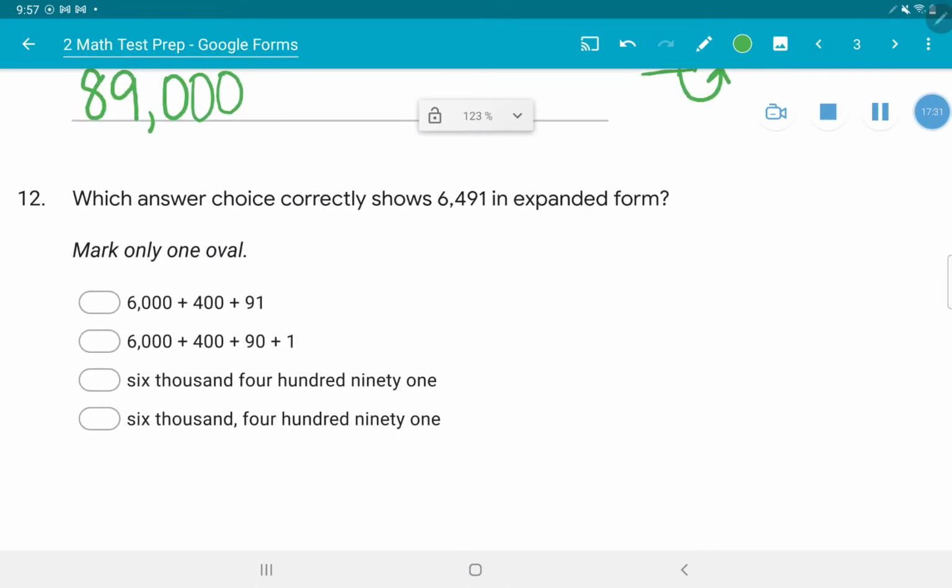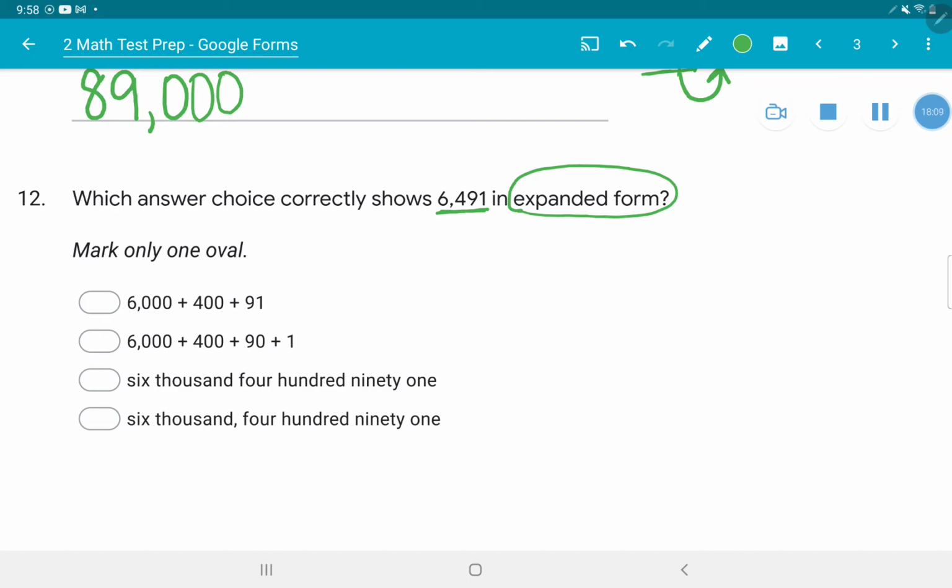This asks you which answer choice correctly shows 6,491 in expanded form. What does expanded form mean, Scotty? 6,000 plus 400 plus 60 plus 1. I have a 9 in the tens place. That was for the example. Okay, so you were just giving us an example. I got you. Okay, so what are we doing when we're putting them in expanded form?